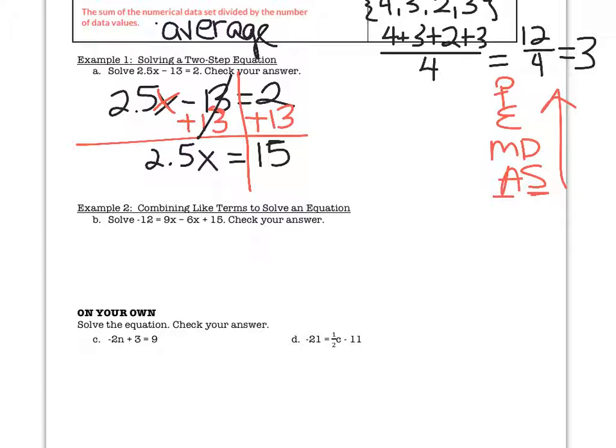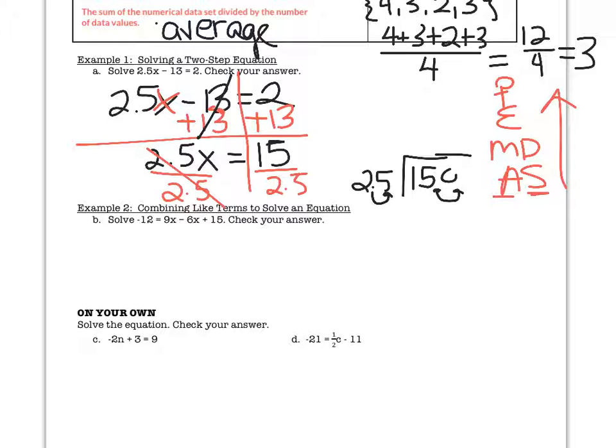Now, 2.5 is being multiplied to x. The inverse operation is division. So we divide both sides by 2.5. That goes away. And if you had to do this without a calculator, 15 divided by 2.5, well, we would move the decimal for 2.5 over. You'd have to do the same thing. If you moved over once for 2.5, you'd have to do once for 15. So you have 150 divided by 25 now, and that is 6. So x equals 6.